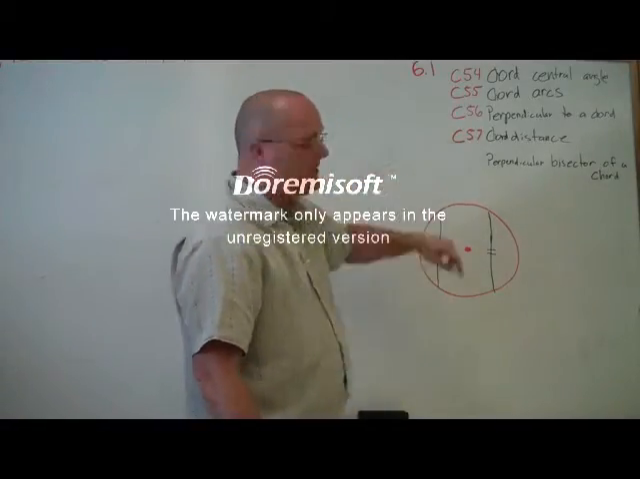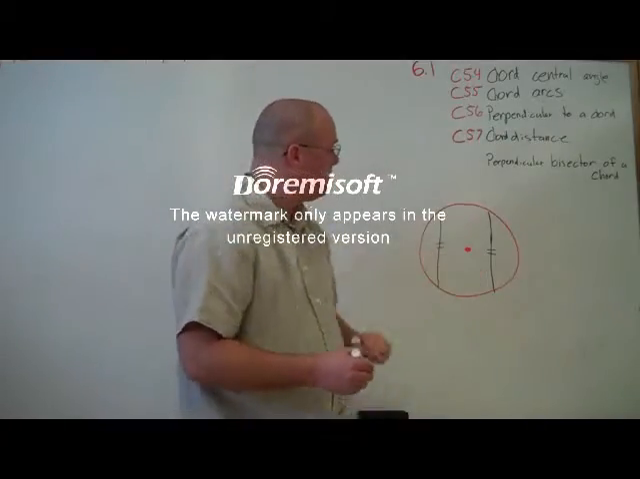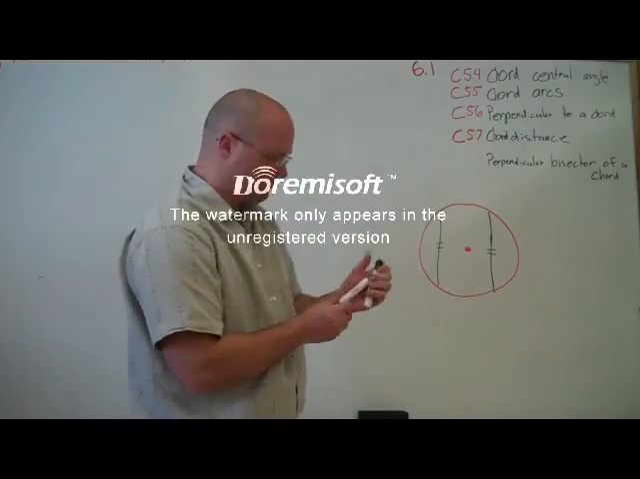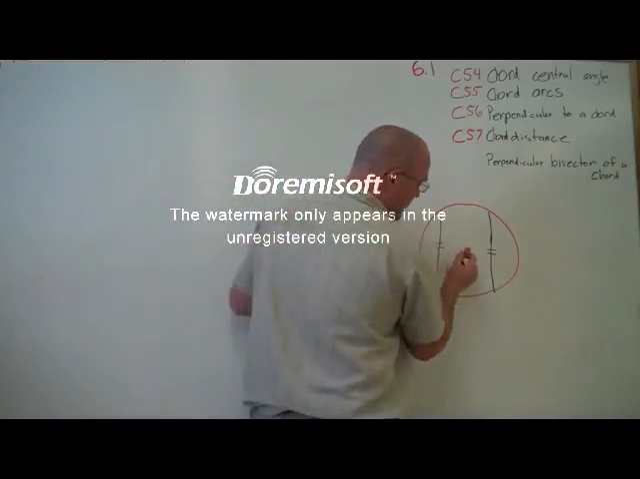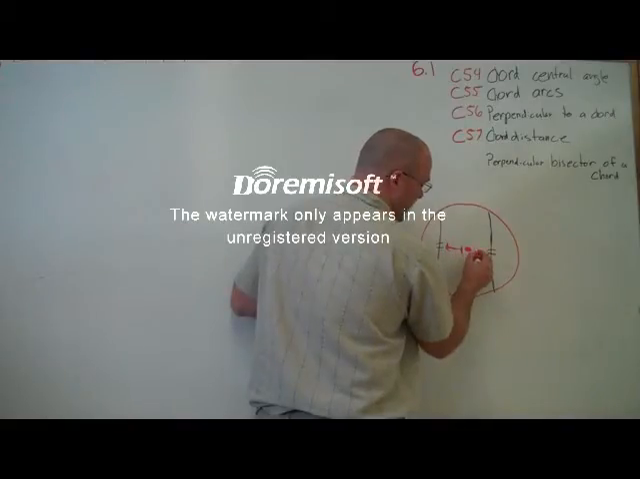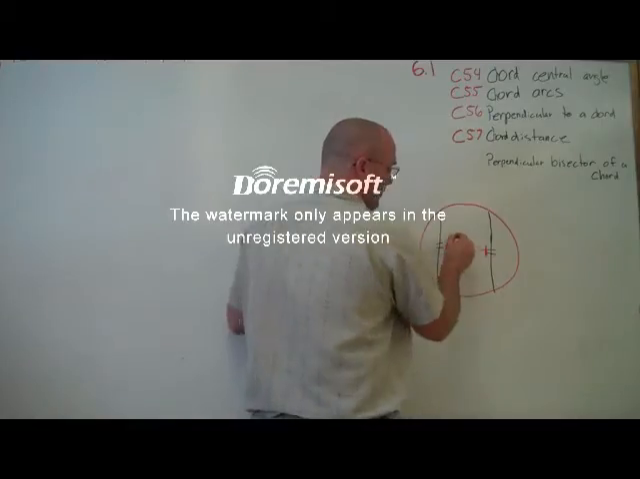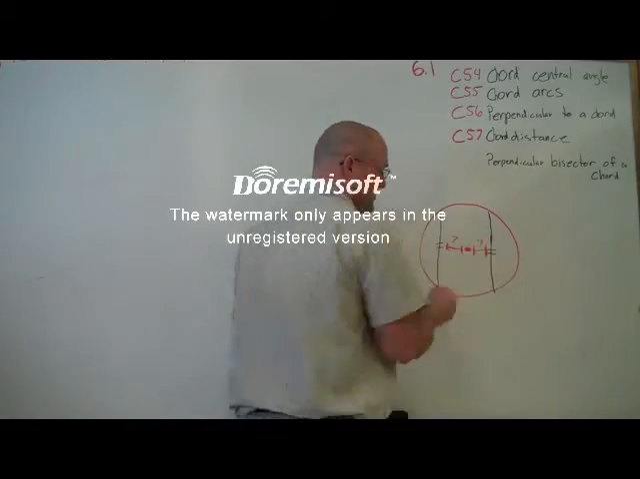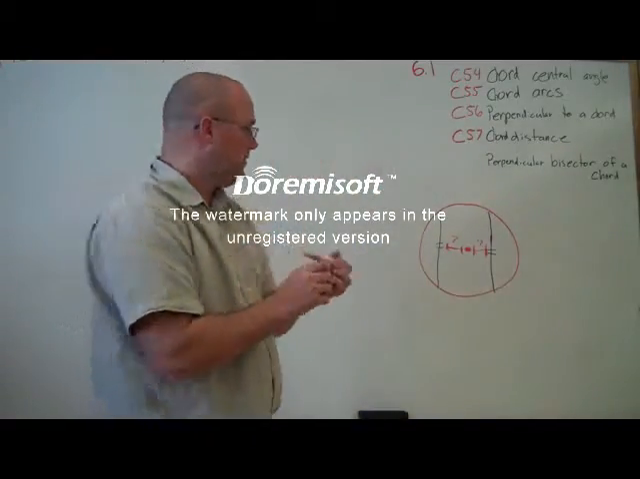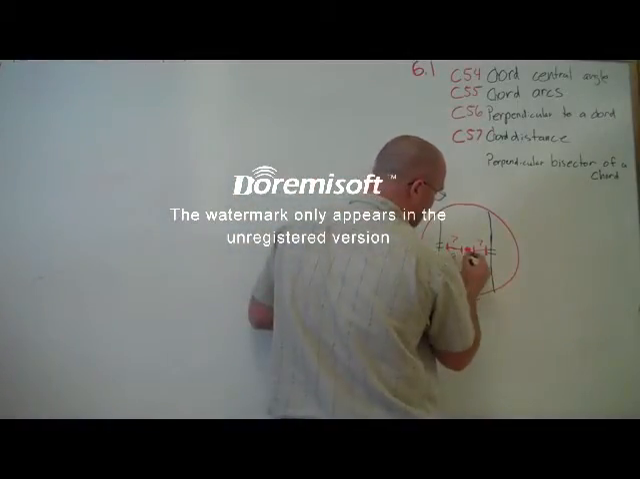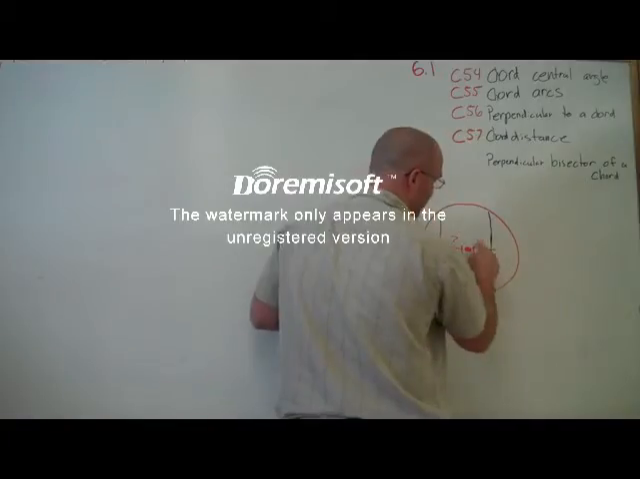Now, chord distance. If these two chords are congruent, that means the space between this center and this chord, and the center of the circle on this side to this chord, these are congruent. So if this is 7, this has to be 7. If this one was 8, this one would have to be 8.